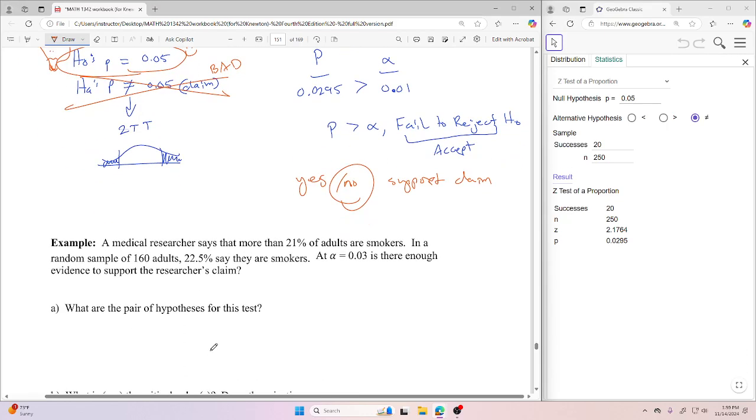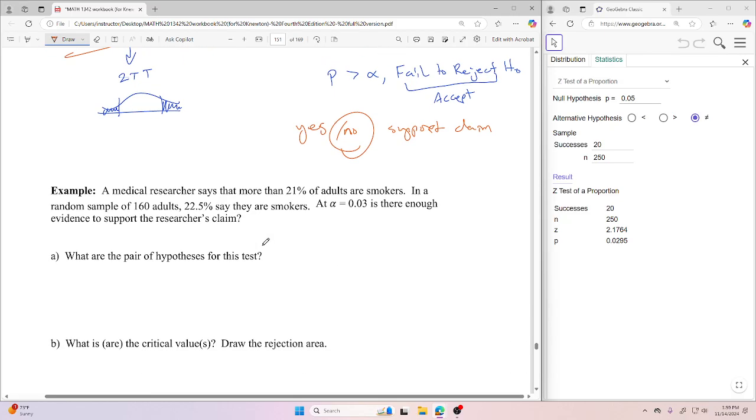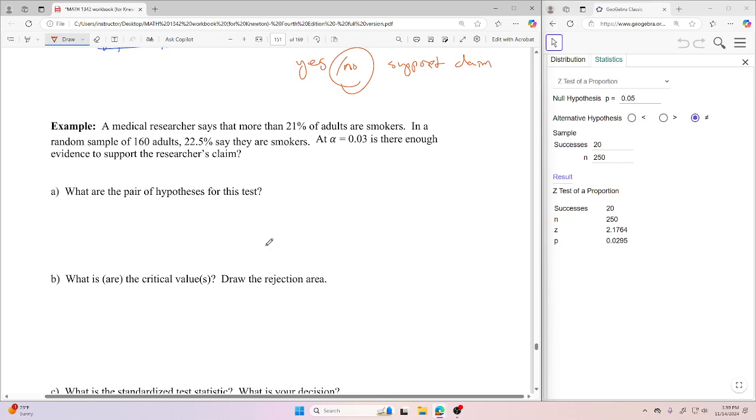This is the last one, guys. This is the last one. Aren't you so super excited? We've come so far. Medical researcher says that there are more than 21% of adults who are smokers. Blah, blah, blah.